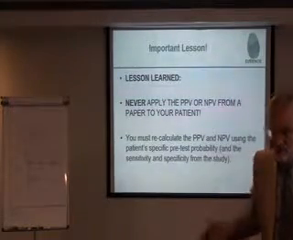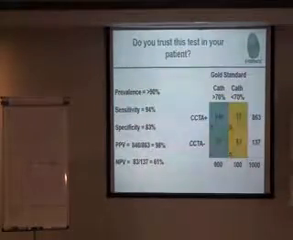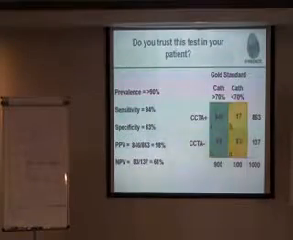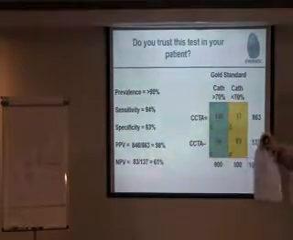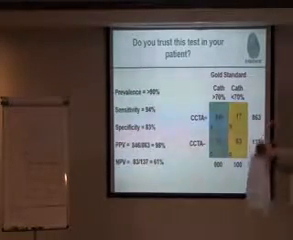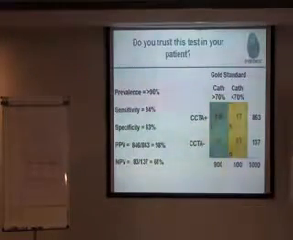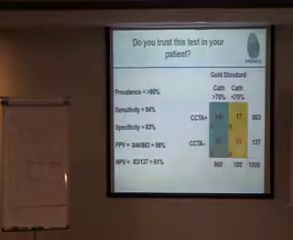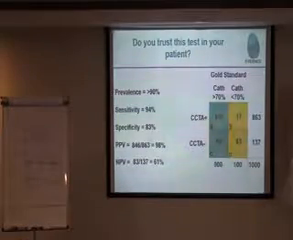So we use the sensitivity and specificity from the study, and then you put it in your patient. You use your patient's pretest probability, the sensitivity and specificity from the study, and then you can get the positive and negative predictive values for your patient. Based on what? Based on whether your patient could be a candidate for this study.